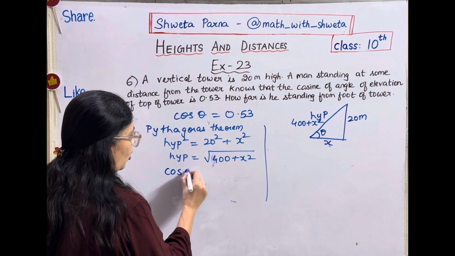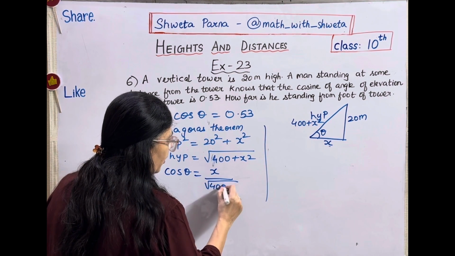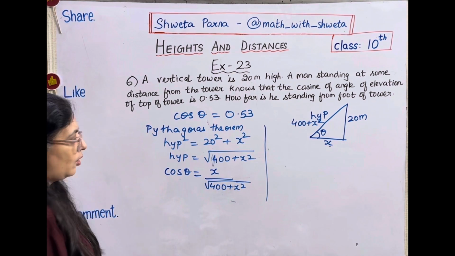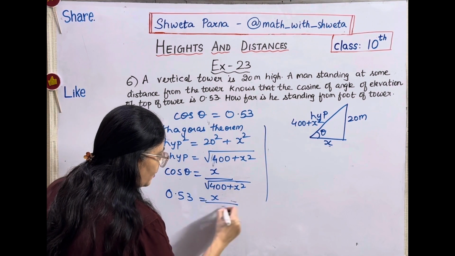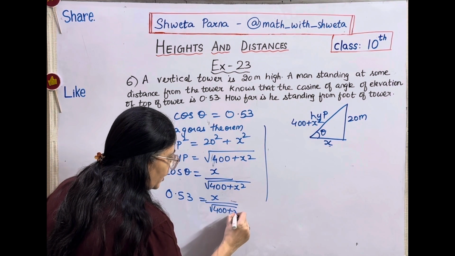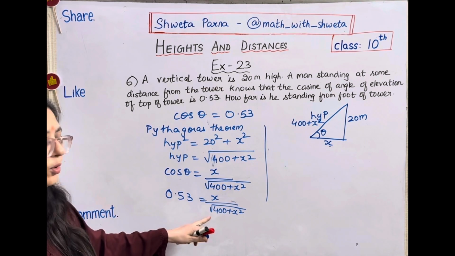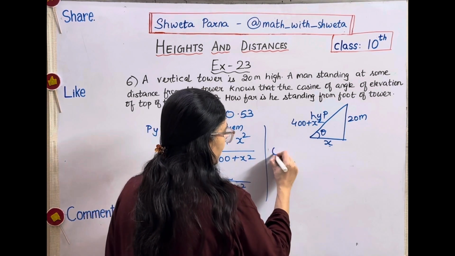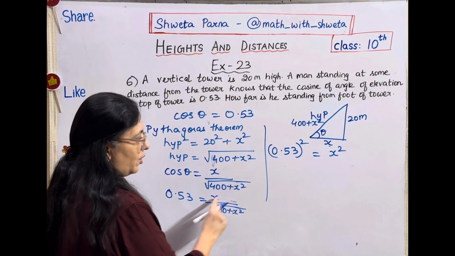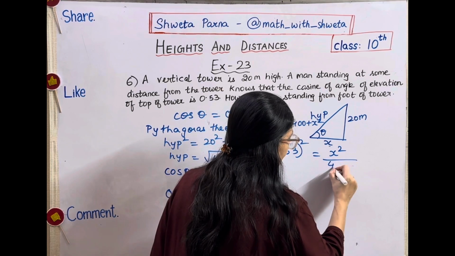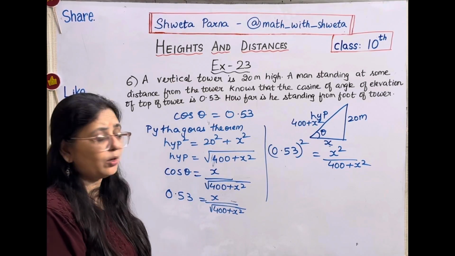Let's substitute it. Cos theta is adjacent, which is x, upon square root of 400 plus x square. What is the value of cos theta? 0.53 is equal to x upon root of 400 plus x square. Now this is a square root sign. You will have to remove the square root sign. So what you will do? Squaring on both the sides. So this will become 0.53 the whole square is equal to x square upon 400 plus x square. So this square root sign will go away when you are squaring on both the sides.